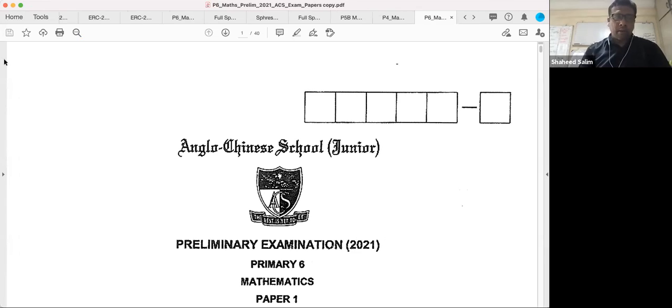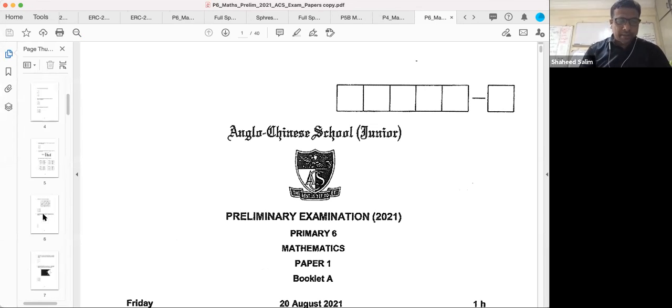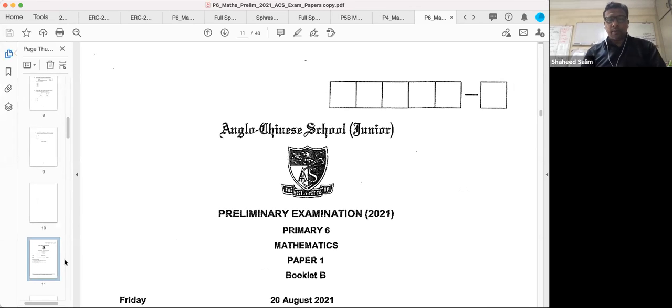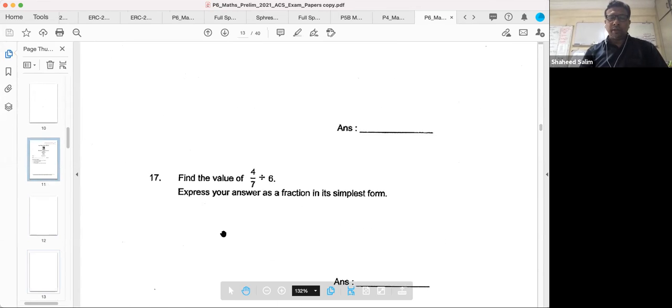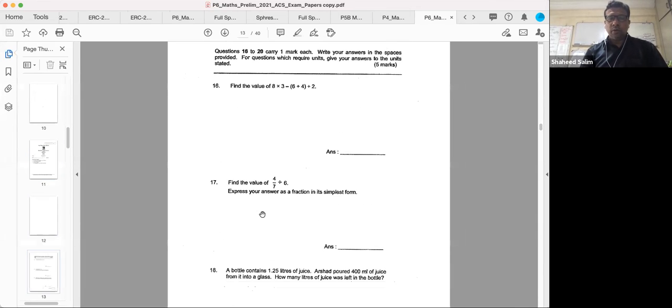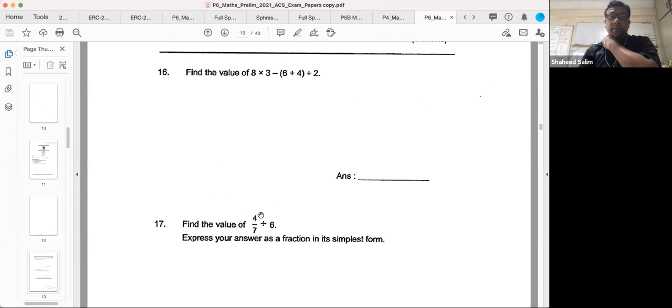Okay, so Akil, here we go. While waiting for the rest, we do Paper 1 first, but Section B. This one, very quickly, we try to do as fast as possible. No using calculator for this one.